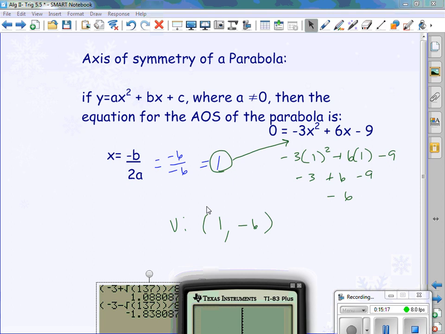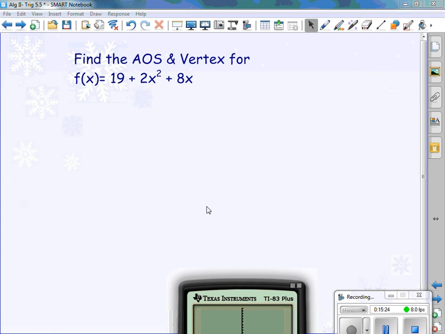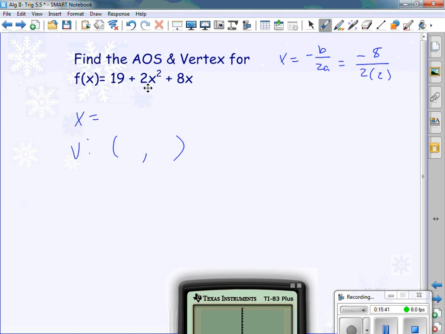Let's look at this one. Find the AOS and the vertex for this problem. To find the AOS, all I'm going to do is take negative b over 2a. Negative, what's my b? 8. What's my a? 2. Doesn't have to be in perfect order. I just need to know a is attached to the x squared, b is attached to the x. So 2 times 2 is 4. Negative 8 divided by 4 is negative 2. The AOS is x equals negative 2. Take this negative 2 and put it into here.